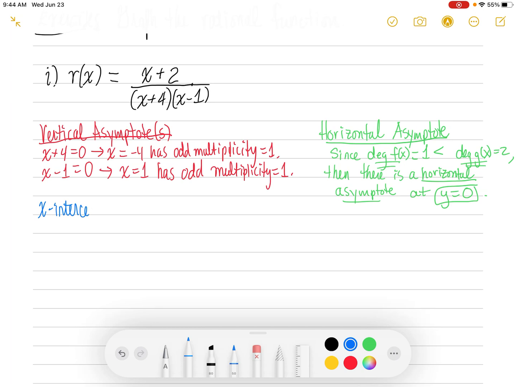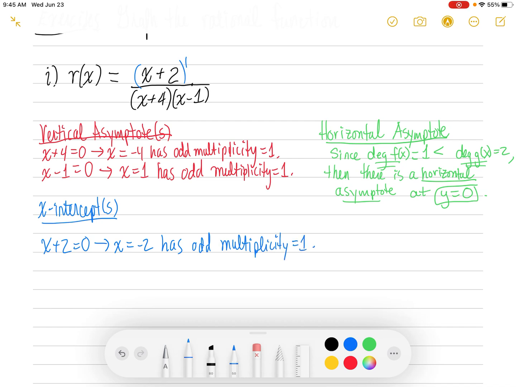Okay, what else do we do here? I think we're going to find our x-intercepts. So for x-intercepts, you just take the top and set it equal to 0. So I'm going to subtract 2 from both sides and get negative 2. And we want to think about the multiplicity. Is it even or odd? It has odd multiplicity, right? If you imagine there being an x plus 2 with an exponent, it's x plus 2 to the first power, so it has odd multiplicity 1.